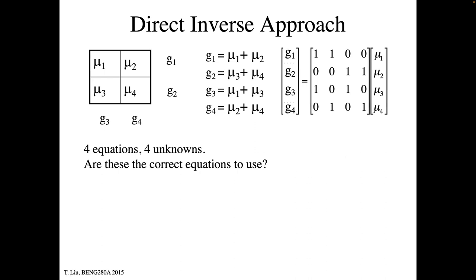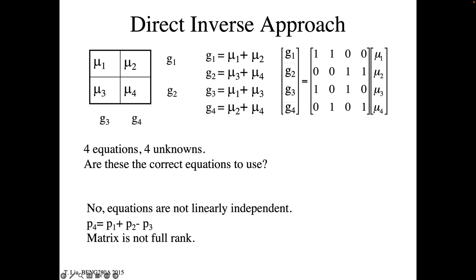Those of you who've taken algebra will look at this and go, oh, there's something wrong here. This system of equations is not independent. I can derive one of these from the other three. So that's a problem. These should be G's. G4 is G1 plus G2 minus G3. So this matrix here is not full rank.